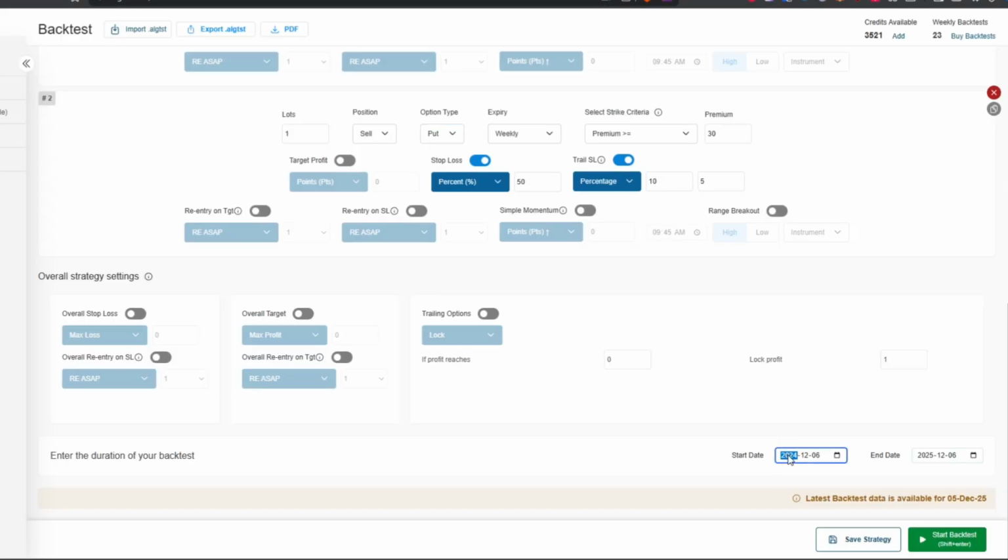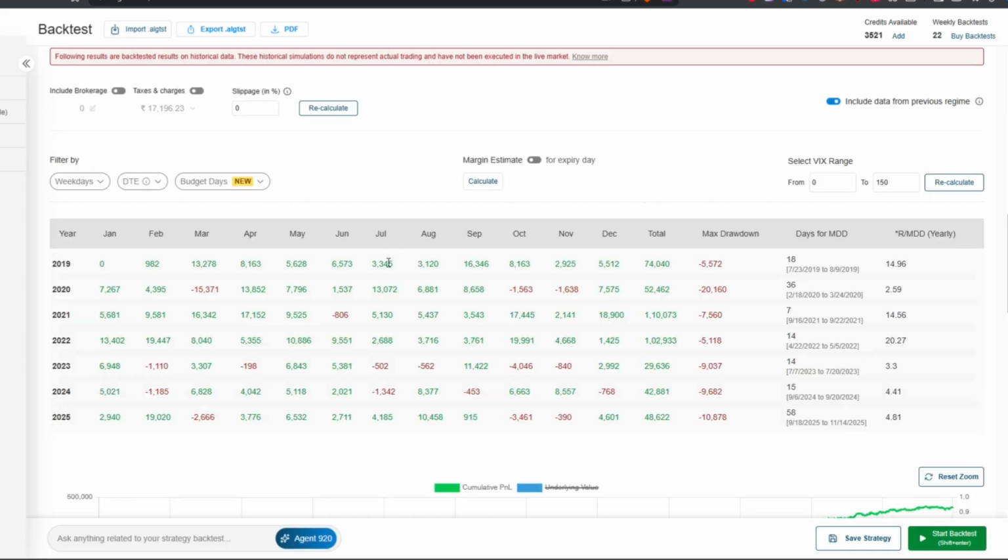And I will use all the data here to show you the baseline performance of this strategy from 2019 till 2025. Then once I click start backtest, within a few seconds we are going to see the results. So now we are seeing these results.